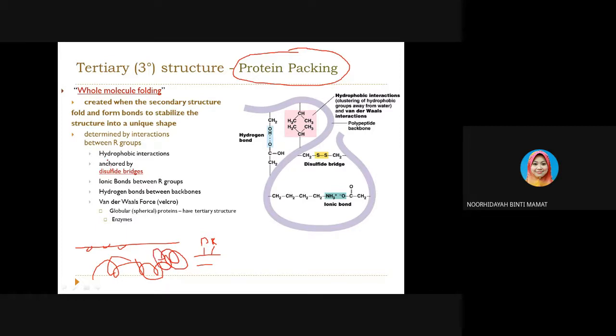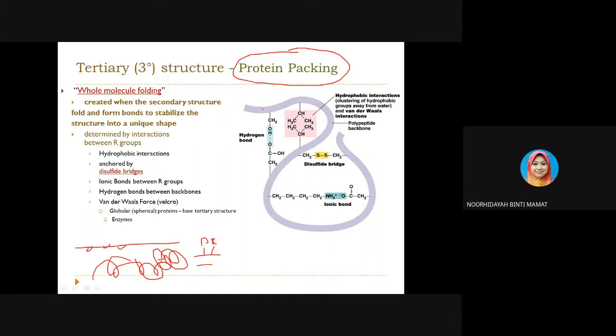Okay, it is also determined by the hydrophobic interactions, and anchored by the disulfide bridge, and also the ionic bonds between the R groups, or the hydrogen bonds between the backbones, or the Van der Waals force, or Velcro. So this is where the whole thing is held together.